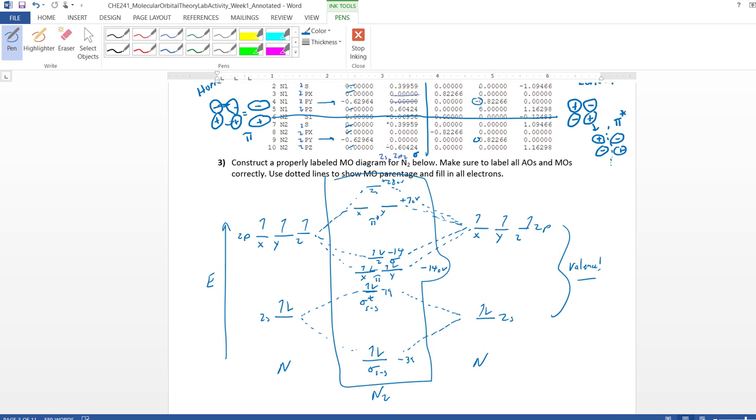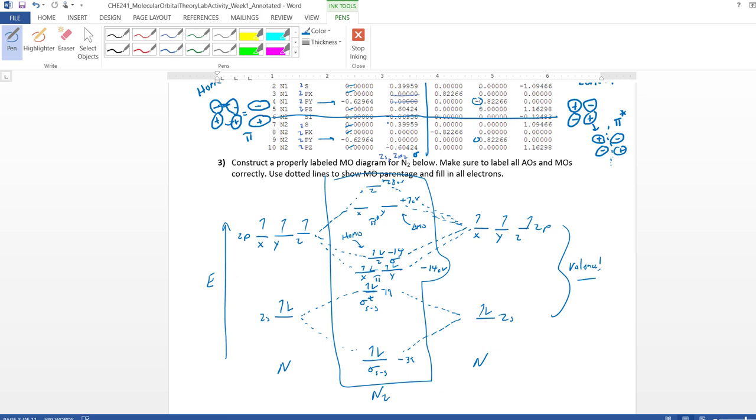Now, I'll put a little disclaimer here. Sometimes some books, if you have 2 things at the same level, will just call this whole level the LUMO, right? That's fine. I would say that this would be clearly identified as the HOMO. This group would be identified as the LUMO, right? This would be our HOMO-LUMO gap if we wanted to calculate that, as we talked about above.